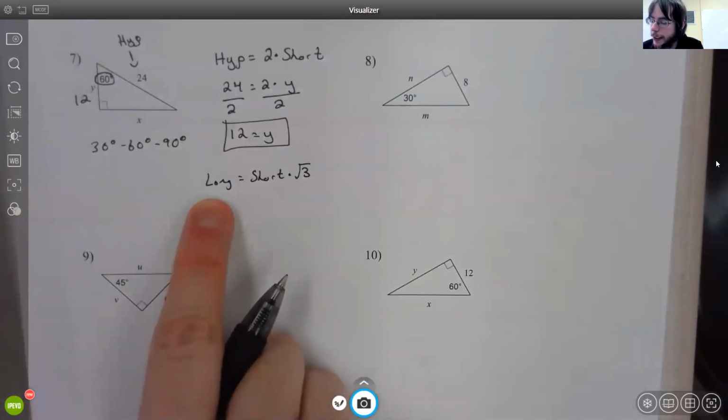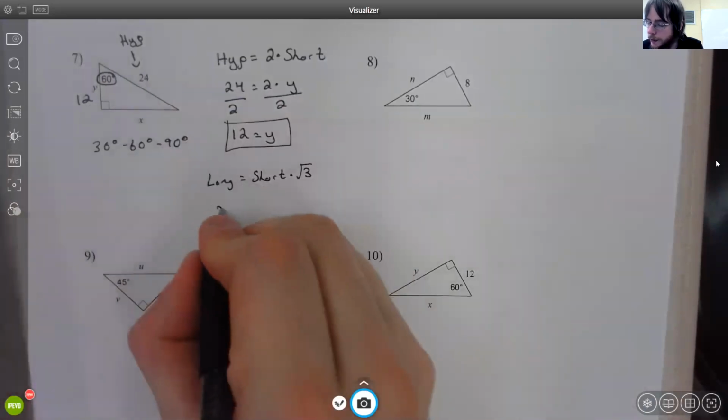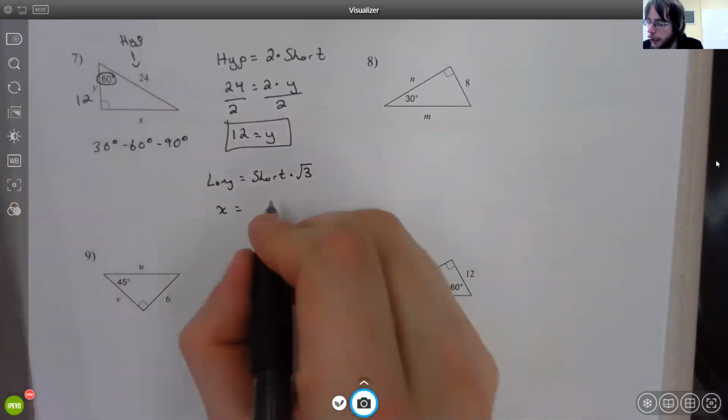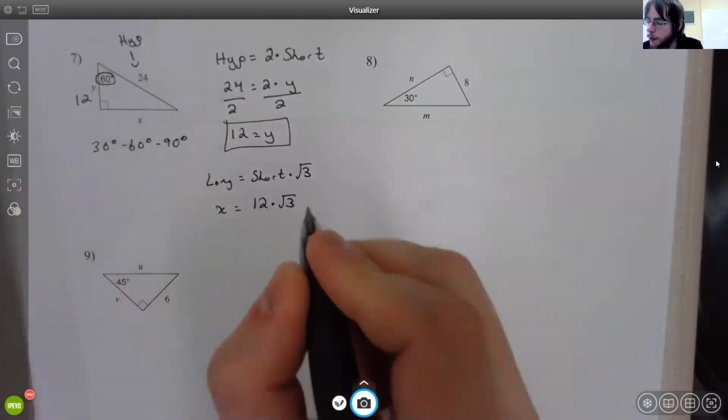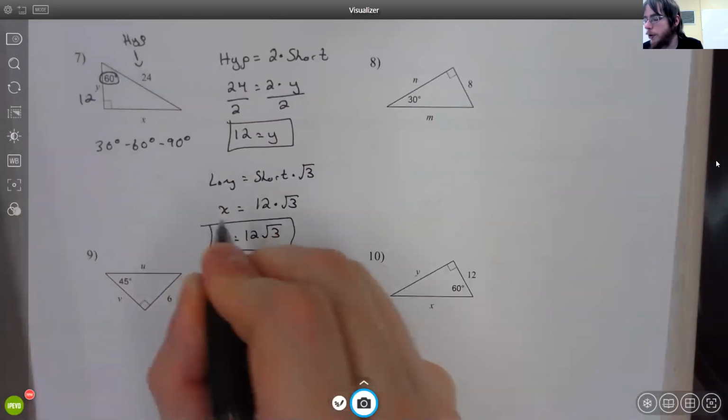So the long leg is x. Your short leg is 12, and then times √3. So x is equal to 12√3.